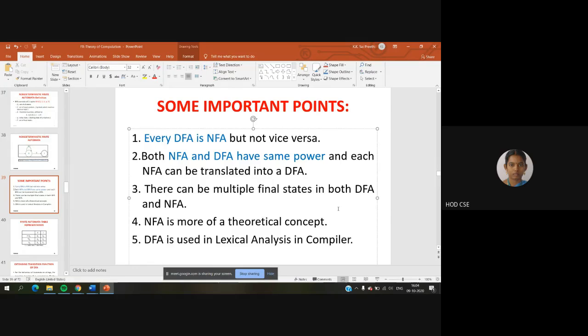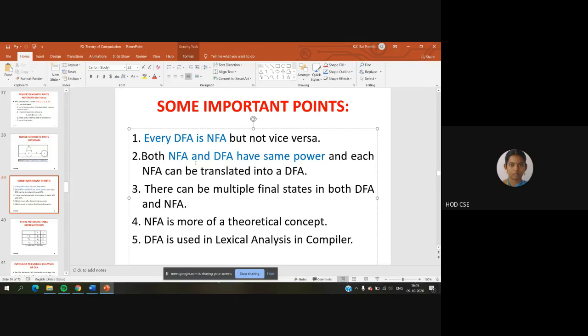Is every NFA a DFA? No. That is the answer. And both NFA and DFA have the same power. Each NFA can be translated into a DFA. Did you understand that? So there is one question in GATE.